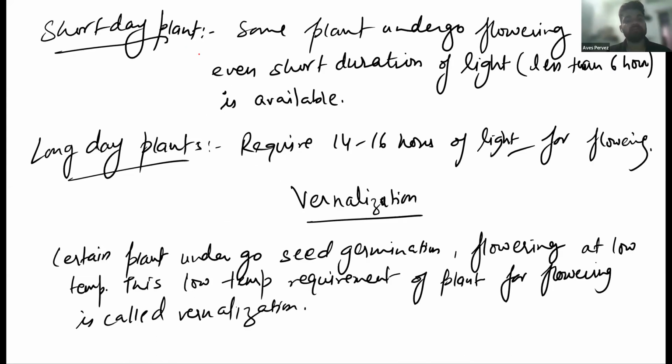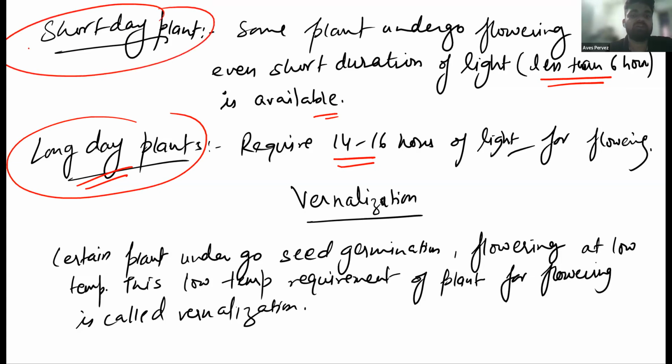Write this one. The short day plant: some plants undergo flowering even when a short duration of light is given. Once you give a short duration of light, it starts flowering. That is called a short day plant, with less than 6 hours of light available. And long day plants require 14 to 16 hours of light for flowering. They are called long day plants. So write down the definition of short day plants and long day plants.